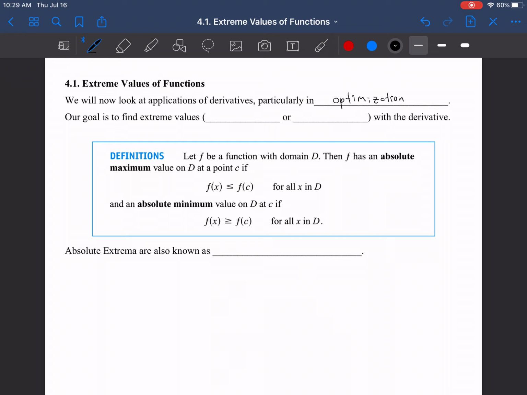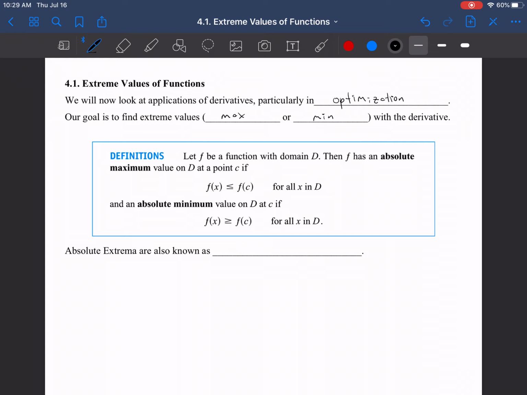In addition, you can use this to help you figure out what the graph of a function will look like. You can go through and find all these key points, these optimized points, and do the graphing as well. We'll look at that just a little bit. So our goal here is to find extreme values, that's maximums or minimums, by using the derivative.